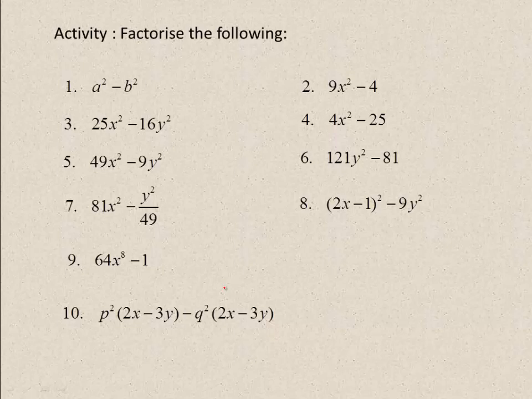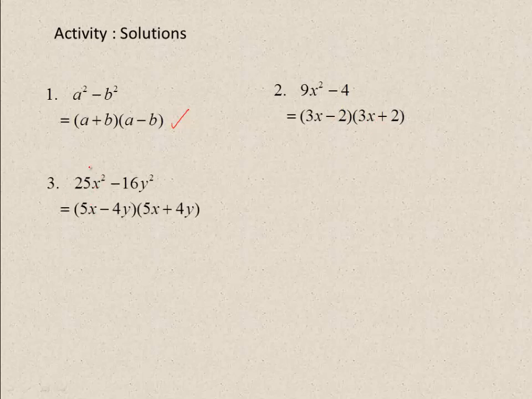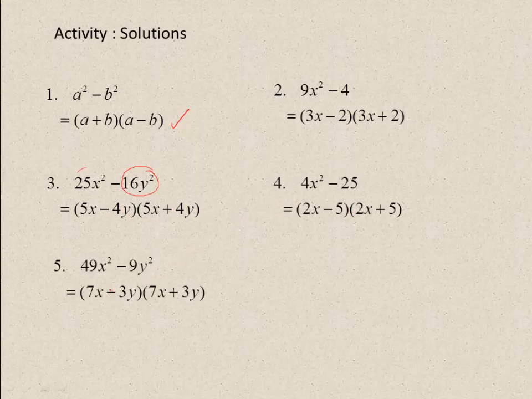And let's go to the solutions. Again, guys, I'm not spending too much time on the answers. You can ask your lecturer in front of you. Number 1, pretty straightforward. Number 2, again, pretty straightforward. That's 3x. That's the 2. Repeat the bracket. One is negative, one is positive. The square root of this is 5x. The square root of this is 4y. Repeat. Change the signs. Number 4 is quite easy. Number 5, again, not a train smash. You will be able to answer that.